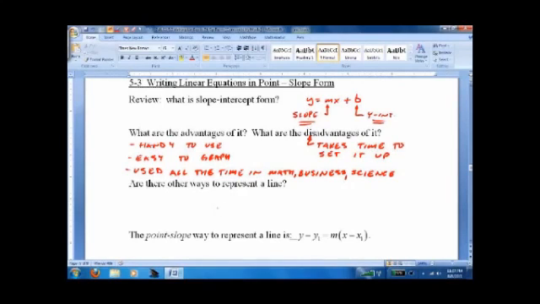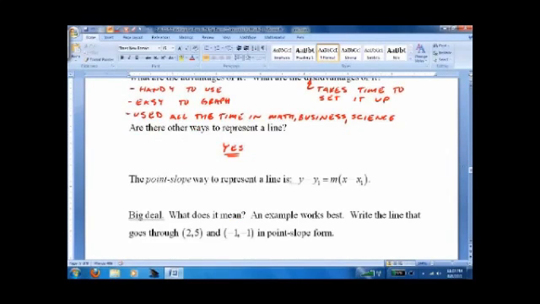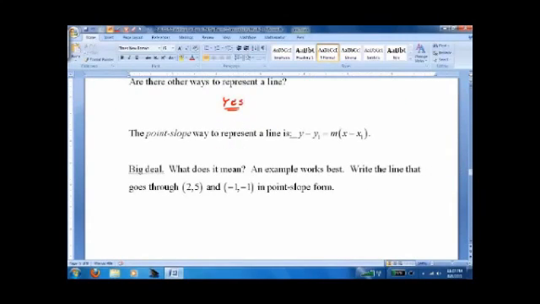So, are there other ways to represent a line? Of course, the answer is yes. Today we're going to put one of them together called point slope. It's a lot faster to write, and it can get you to slope intercept. Whether it's faster or slower is subject to debate. So here's the equation. Y minus y1 equals m times x minus x1, where all three of these pieces, y1, m, and x1, are actual numbers.